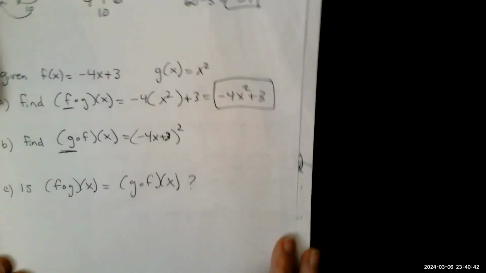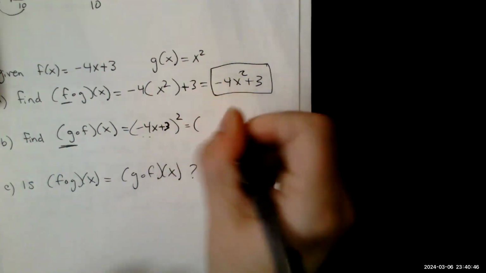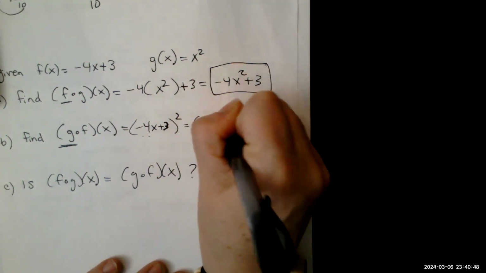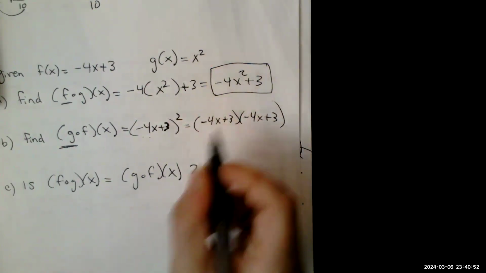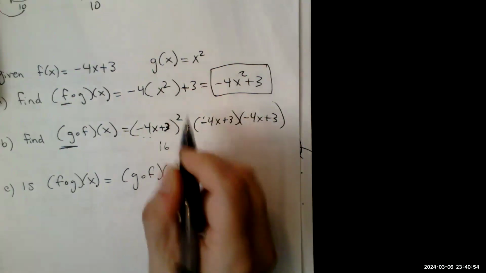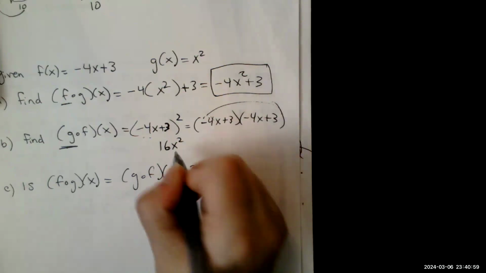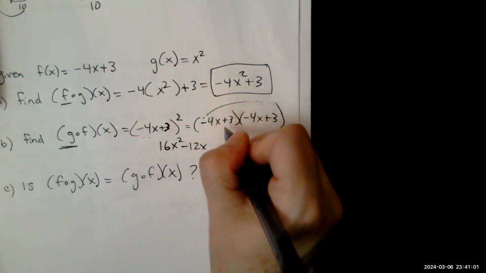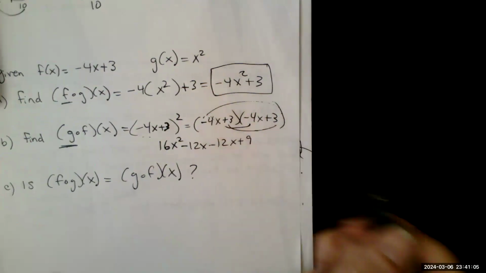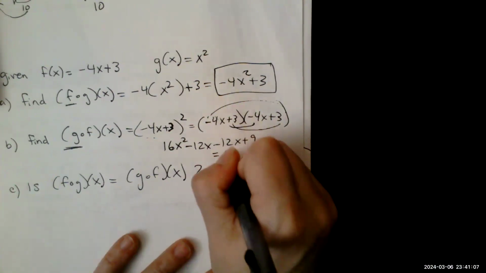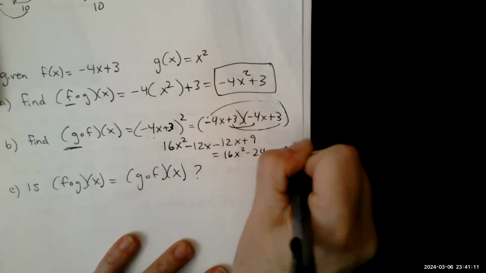To make this nicer, I can do this squared, which really means negative 4x plus 3 times negative 4x plus 3, which equals 16x squared minus 12x minus 12x plus 9, which equals 16x squared minus 24x plus 9.